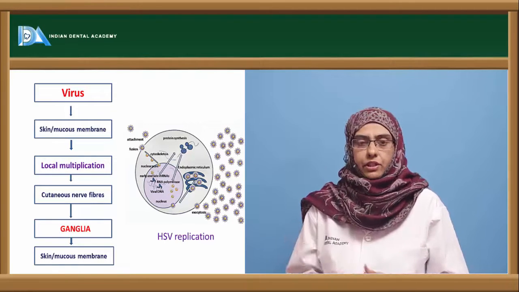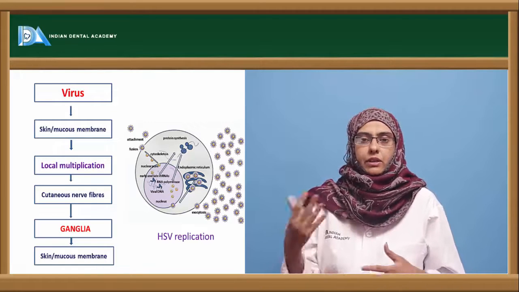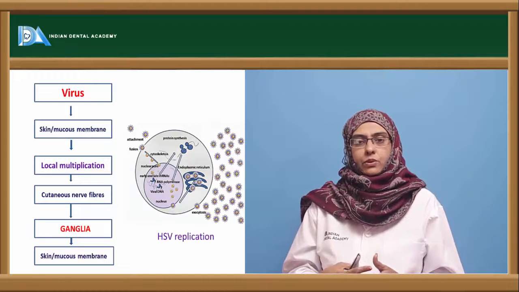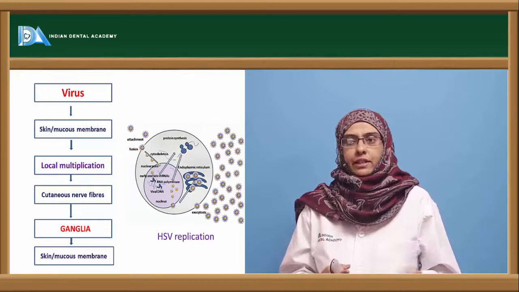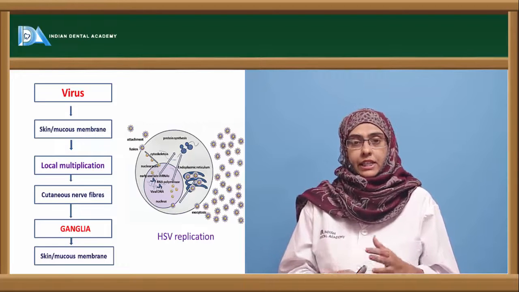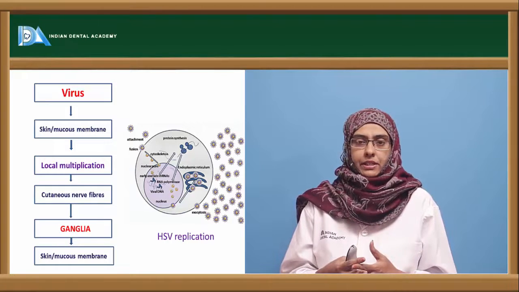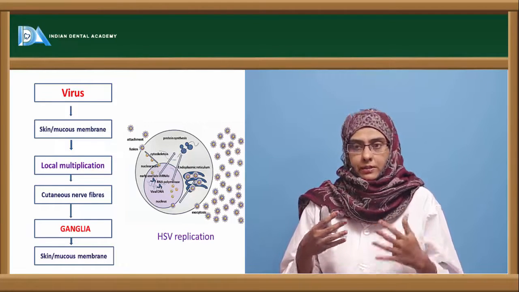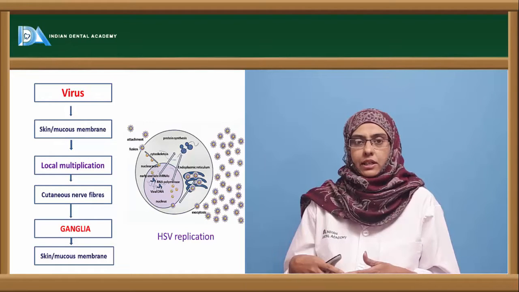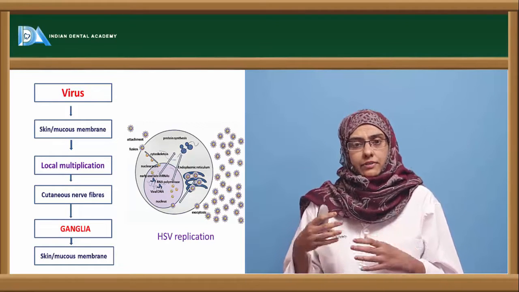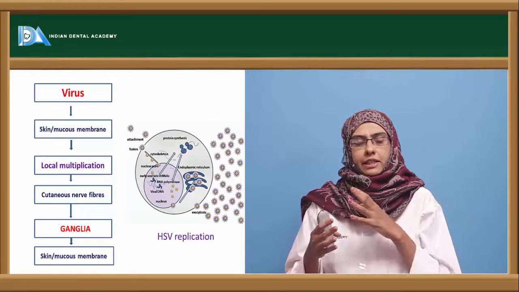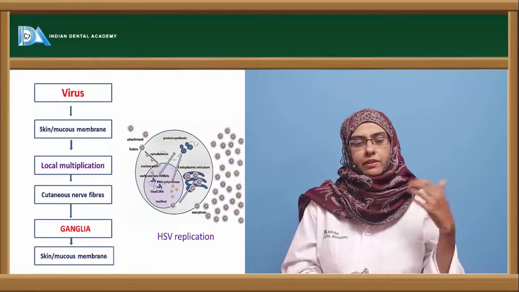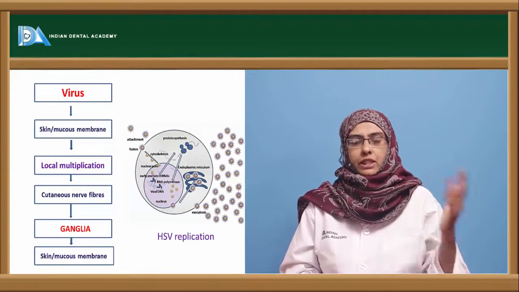Now coming to the pathophysiology of this organism, how it enters the body and causes infection, latent infection and reactivation. The virus enters the body via defective skin or the mucous membrane, where initially they multiply, which is called local multiplication, and later they are carried with the cutaneous nerve fibers intra-axonally to the ganglia. After multiplication in the ganglia, there is a centrifugal transmission of the virus from the ganglia to the skin or mucous membrane, where they produce cutaneous or mucous lesions.